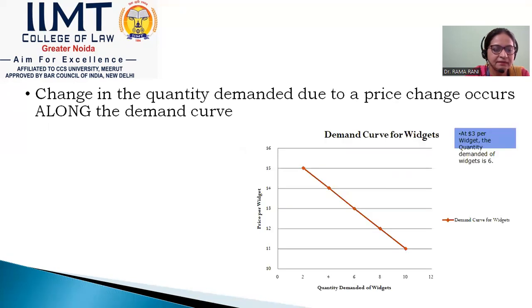The change in the quantity demanded due to a price change occurs along the demand curve. This shows the demand curve for a widget. If the price rises, then the demand is less for the particular commodity.